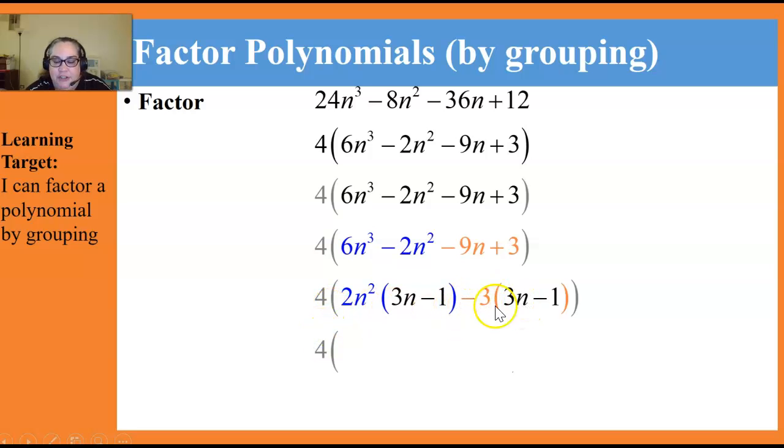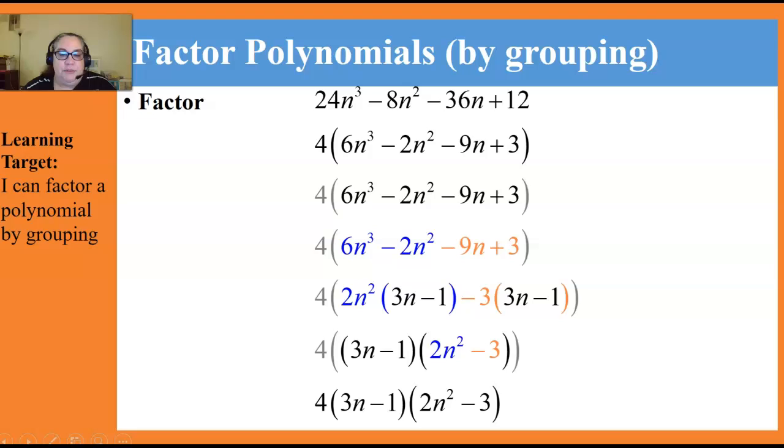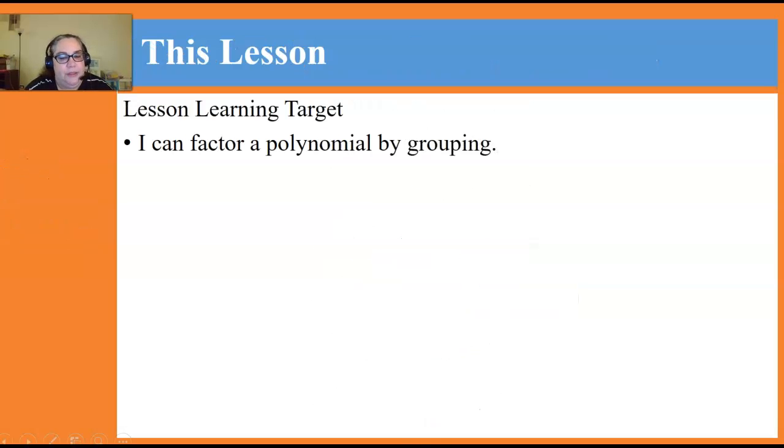I'm going to factor out my common factor of 3n minus 1. And then my other factor is going to come from the 2n squared and the negative 3. Now, when you write your final answer, you don't need to write those giant parentheses. So we would just write 4 times 3n minus 1 times 2n squared minus 3. And that is how you factor polynomials by grouping. So those were 2 examples to help you understand the learning target.